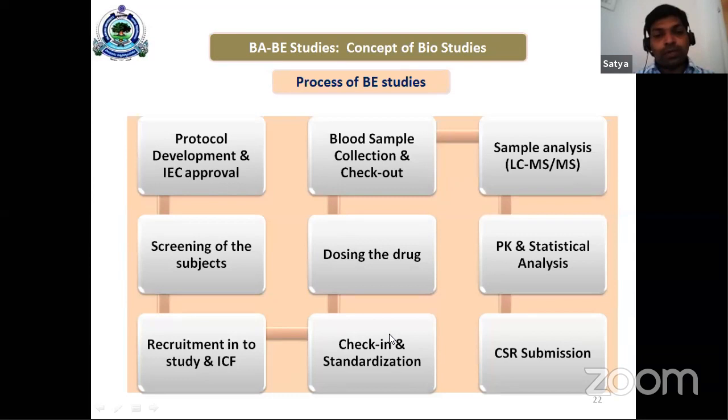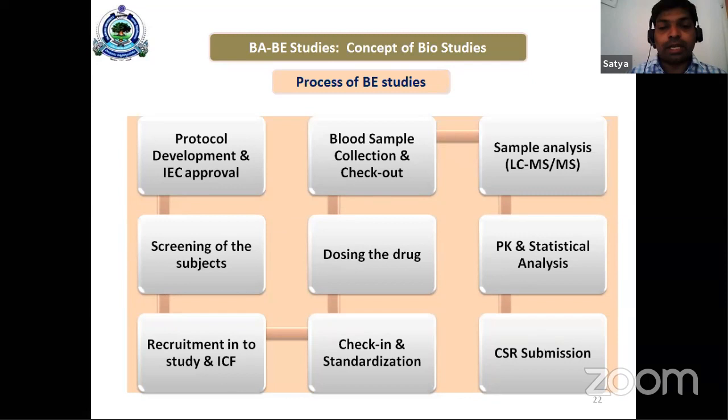So once a subject checks into the trial, say the drug needs to be administered tomorrow at 8 o'clock, then as per the regulatory guidelines, you have to perform the check-in activity 12 hours before dosing, mainly to standardize the subject. I will brief this in the next slides. It is a regulatory requirement that you have to standardize the patients. Then once the patient has been standardized the day prior, the next day dosing will take place.